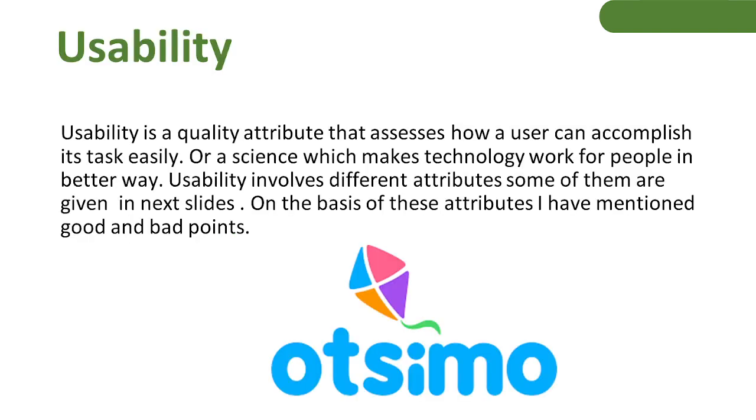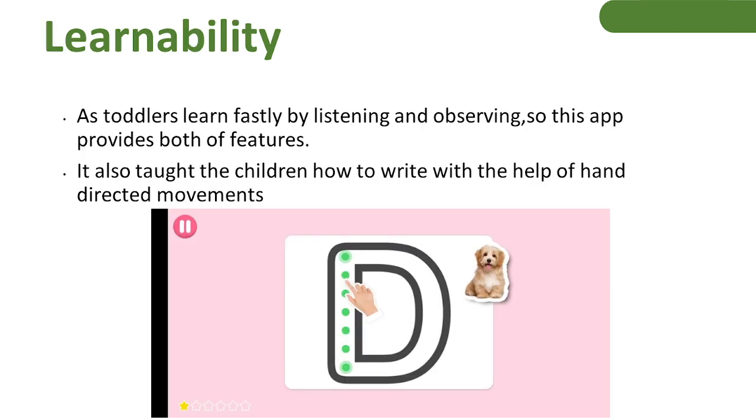So first of all, we are discussing what is usability. Basically, usability is a science that works on how a technology can work in a better way. Or you can also say that usability is a quality attribute that assesses how a user can accomplish their task easily, or a science which makes technology work for people in a better way. Usability involves different attributes. Some of them are given in the next slides, and on the basis of these attributes I have mentioned some good points and bad points.